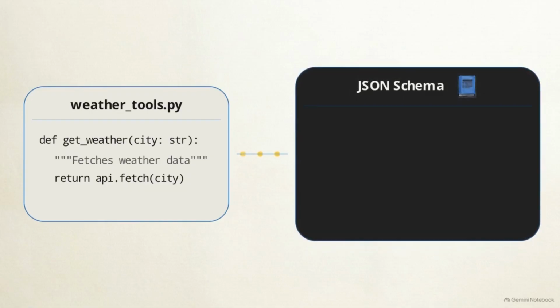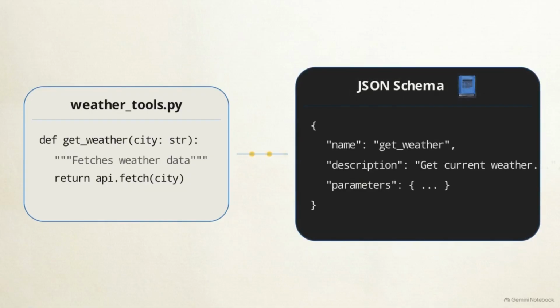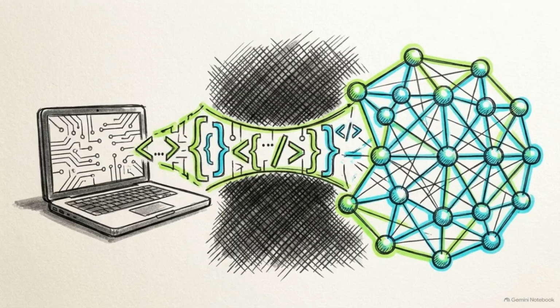We translate each tool into a JSON schema. This schema acts as an instruction manual, telling the model the name of the tool, its purpose, and the parameters needed to trigger it. Structuring these definitions provides the required syntax for the model to request a function call, bridging your local code to the AI.